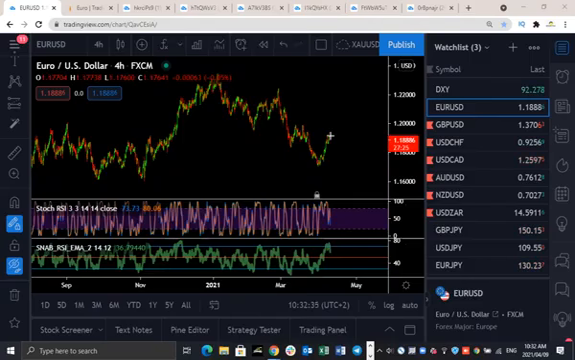So what we're going to do here on Euro US dollar, we're going to wait for this to give us a pullback. The RSI is well above 50. This is coming to retest here, so we can get a pullback here and then move to the upside.